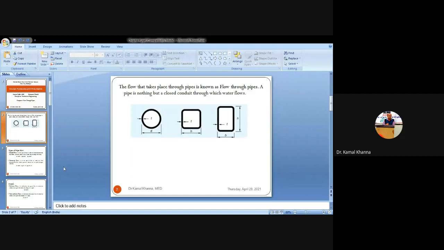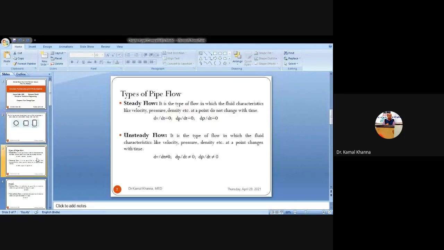So when we are studying the flow through pipes, there are some kinds of flow through which the fluid is flowing. First one are the steady flow or the unsteady flow. We have already read these kinds of flows in the previous chapter also, but I am again revising here. So first one are the steady flow and the unsteady flow. What is the steady flow?